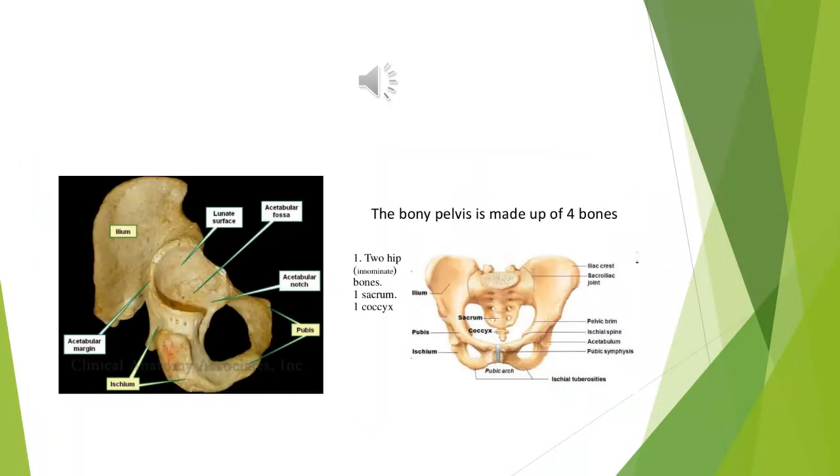So in this hip bone, you can identify the pubis, you can identify the acetabulum, and there's a foramen, that is the obturator foramen, ischium, ilium.